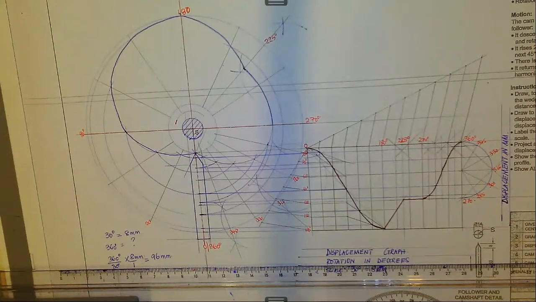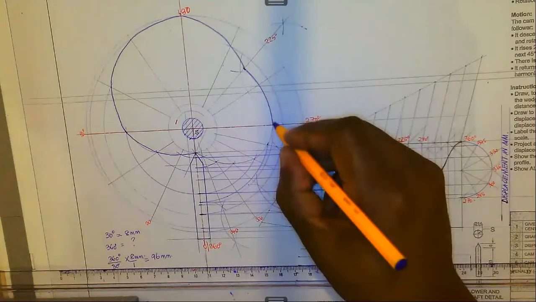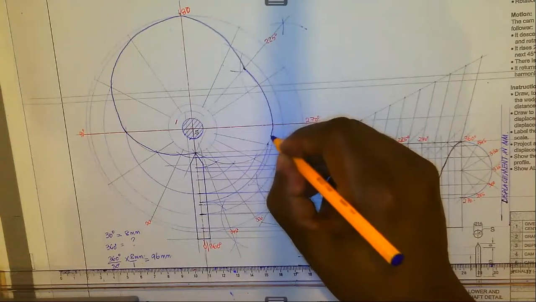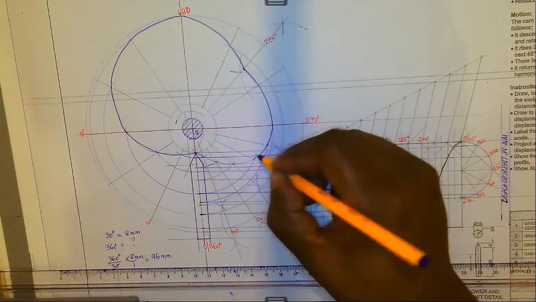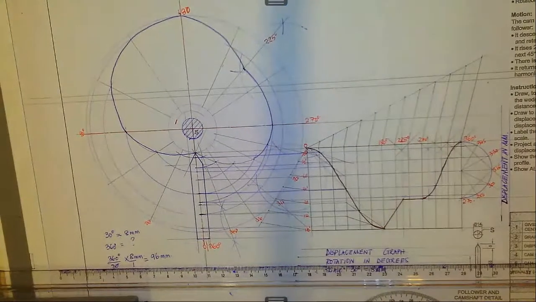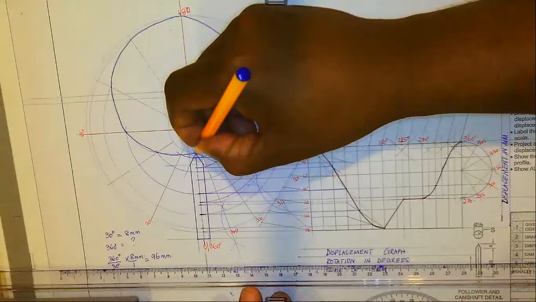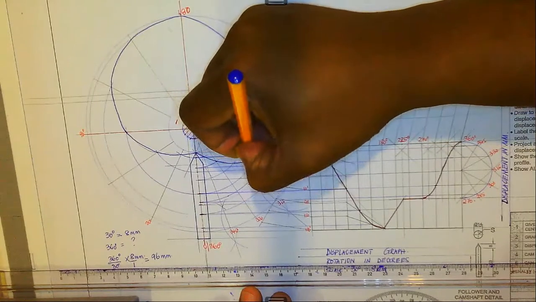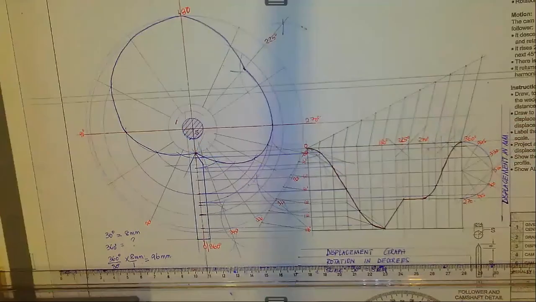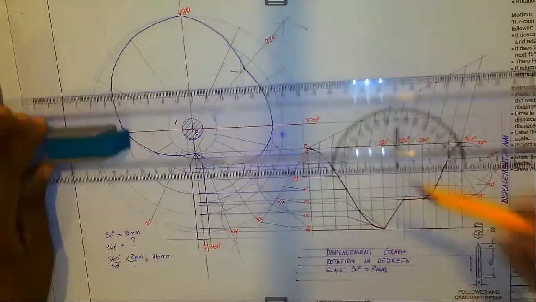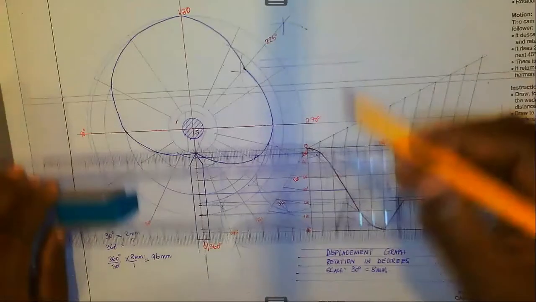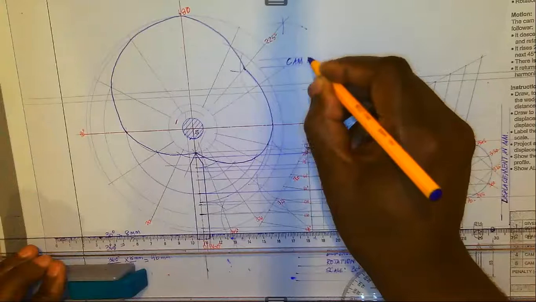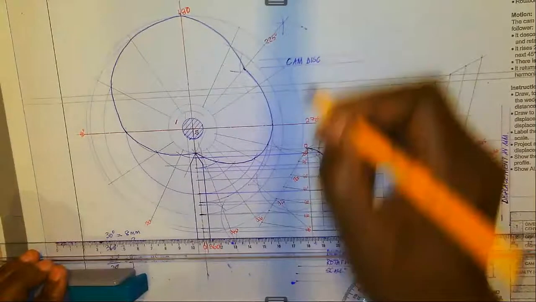If we are satisfied, you can outline this. Right, remember it has to be a smooth curve. There you go. Right. That is our cam profile or our cam disk. You can even come here and outline this nicely. Cam disk or the cam profile.